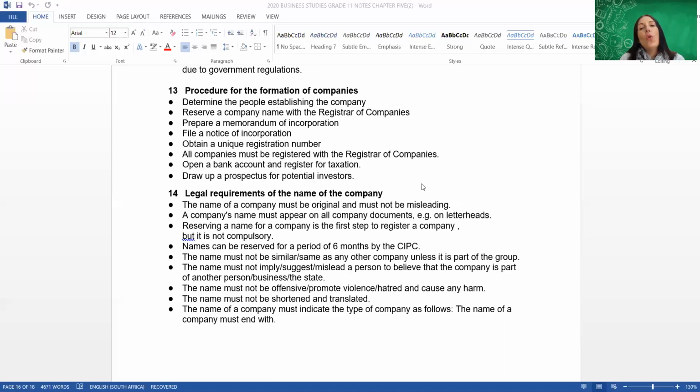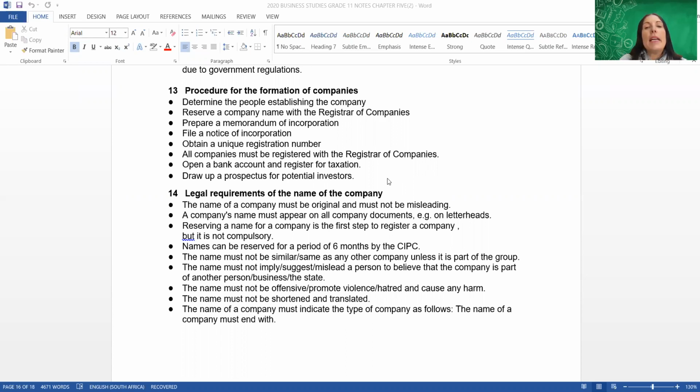Why? Because normally with a private company, it's already a number of people, business associates or family members, who decide we want to start a company, and they take up all the shares. They don't have to advertise. The company doesn't have to advertise for people to buy the shares. So the prospectus is basically to explain to other people, the public, why it's a good thing to buy shares in this public company. So the last one would apply more obviously to your public companies.